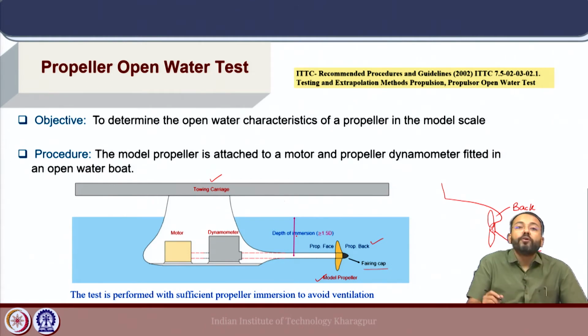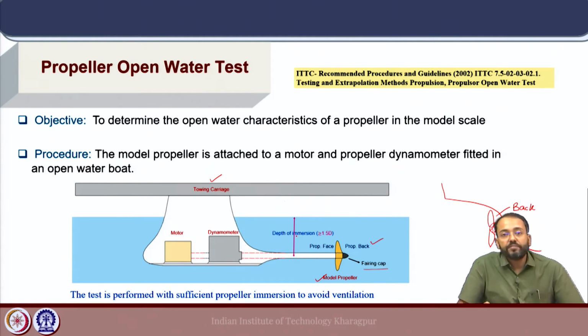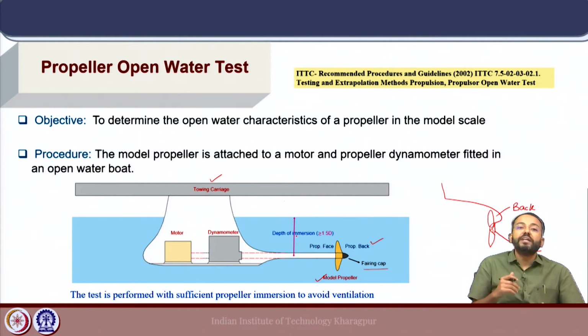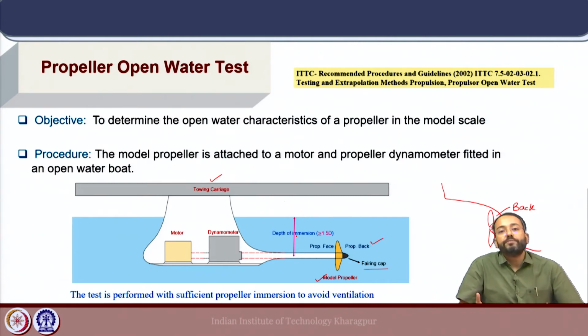And another important part here is the depth of immersion of the propeller, that is kept as a minimum of 1.5 the diameter of the propeller as per ITTC requirements. This is to avoid ventilation of the propeller. That means, if the propeller is operating very close to the free surface, because of its rotation it will draw in air and then its performance will change. That is why it is to be avoided. This process is called ventilation, and in order to avoid this we maintain a depth of immersion of at least 1.5 propeller diameters.